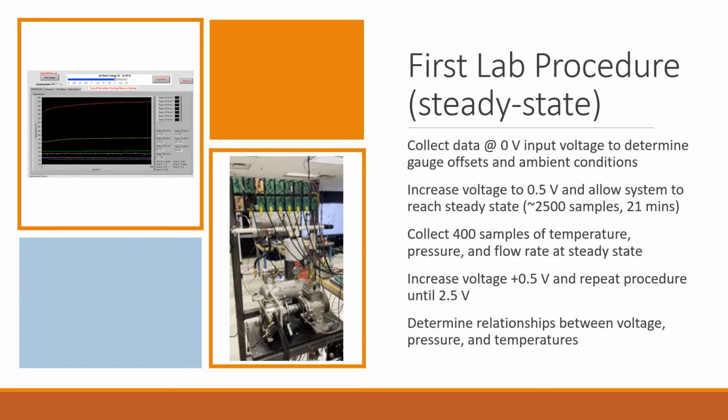Once the system had reached steady state, 400 samples were collected of the 6 individual temperatures, 4 pressures, and the flow at 2 exit ports with the flow to the atmosphere. Once the data was processed into a spreadsheet, the input voltage was increased by a half volt and the process was repeated. In total, this procedure was performed for 0.5, 1, 1.5, 2, and 2.5 compressor input voltages, and the associated relationships between voltage, pressure, and steady state temperature could then be determined for our system.